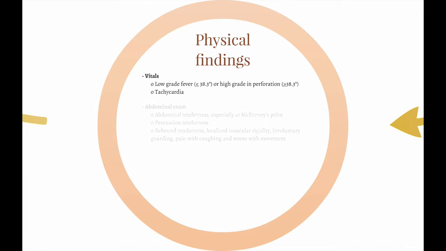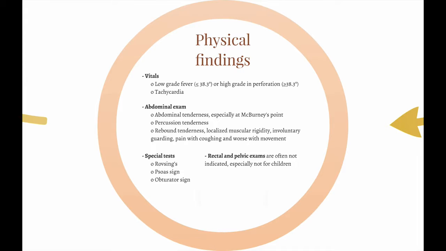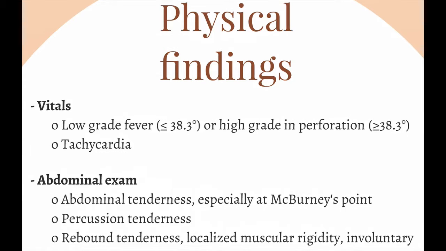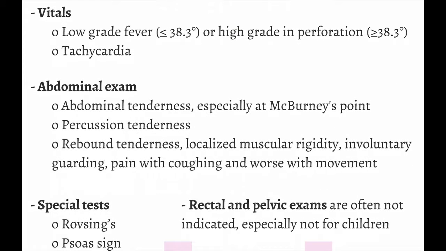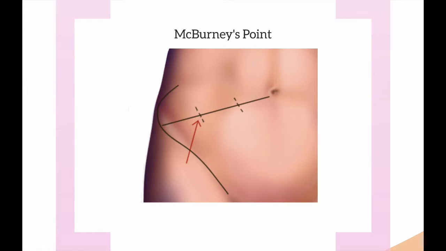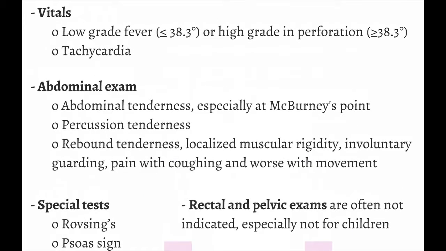Start your physical exam with an evaluation of the patient's general appearance and vitals. Patients often present with low-grade fevers and tachycardia. On abdominal exam, there may be tenderness on percussion and palpation. Tenderness is most intense at McBurney's point, which is located approximately 2/3 of the way from the umbilicus to the anterior superior iliac spine. Rebound tenderness, localized muscular rigidity, involuntary guarding, pain with coughing, and pain that is worse with movement may also be observed.